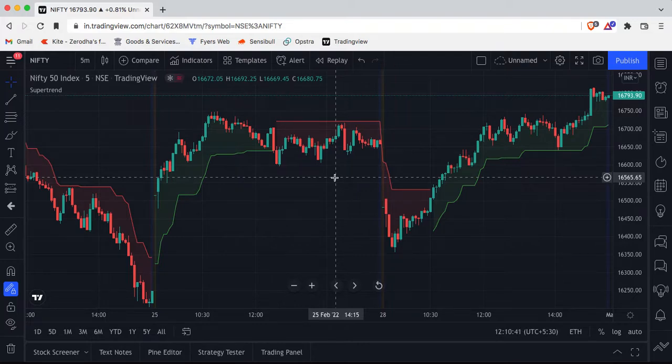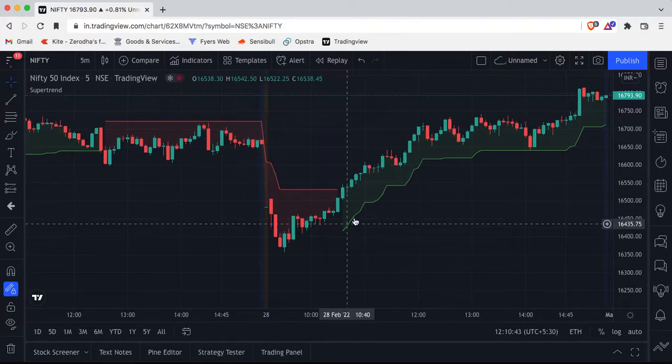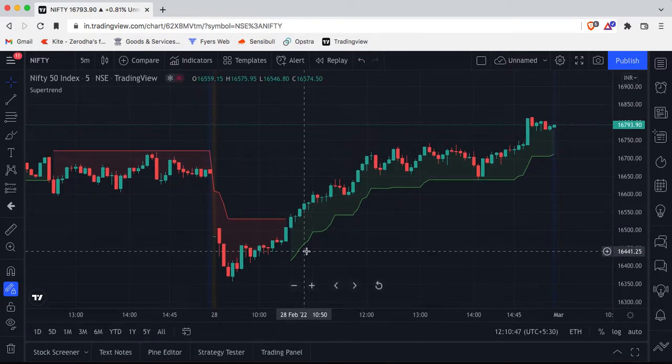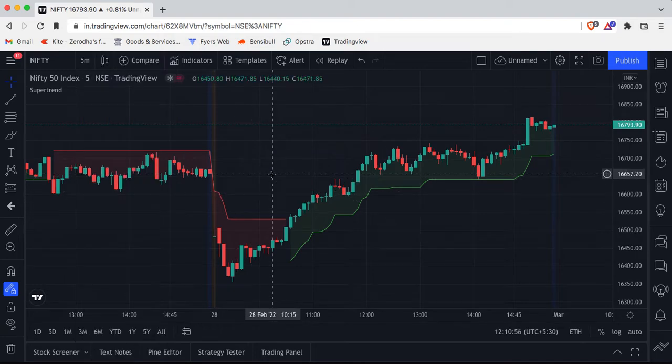This is the signal. If it is giving you a green line, it means the market is breaking on the upside, which means the trend has changed from downtrend to uptrend. You can use this for a daily chart also, but mainly it is used by intraday traders for taking positions.